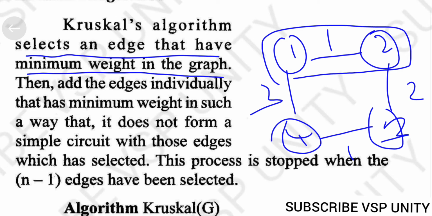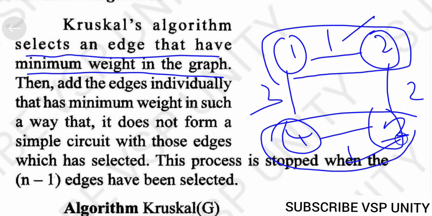Then, add edges individually that have minimum weights. You should not look at edges adjacent to the edge you have selected. You should select those edges which have the minimum weight. Like 3 to 4 also has the weight 1, so you should select this path first and then this one. You should not go for the adjacent one; that we did in the case of Prim's algorithm. I hope it is clear to you.